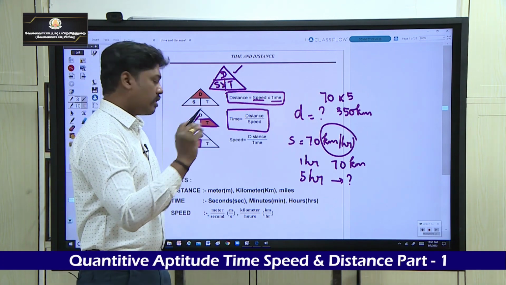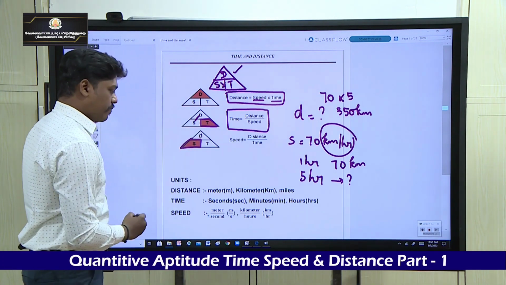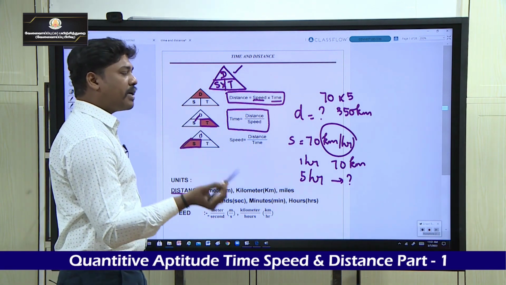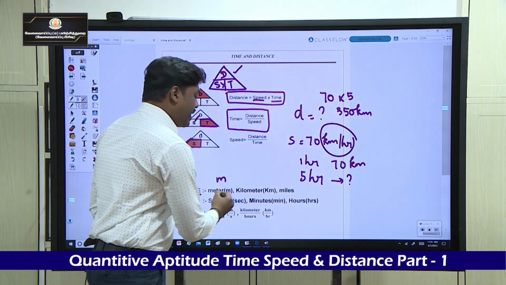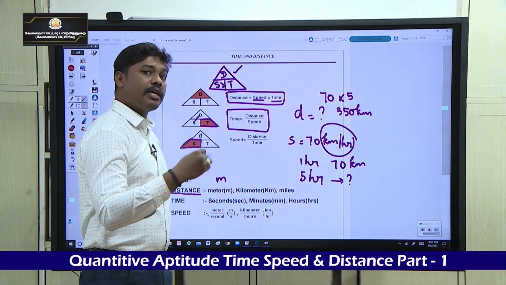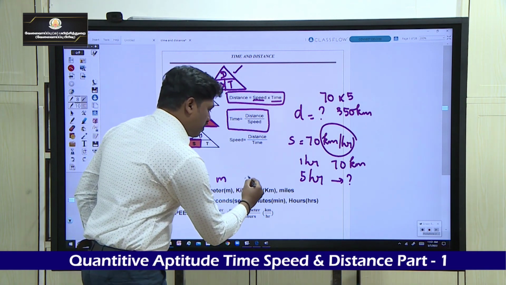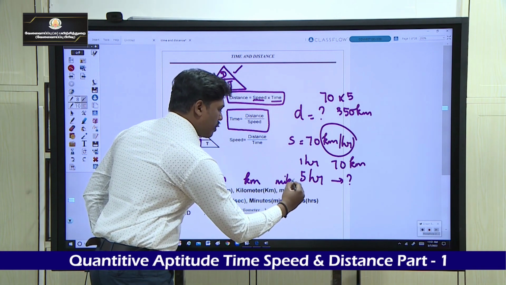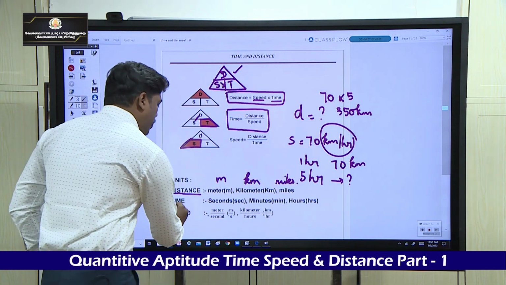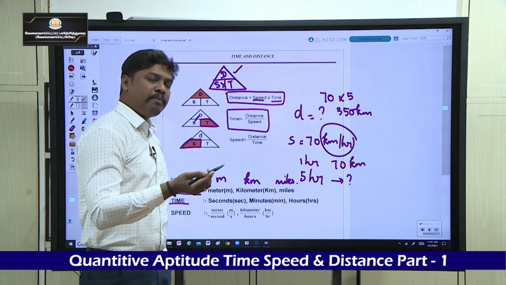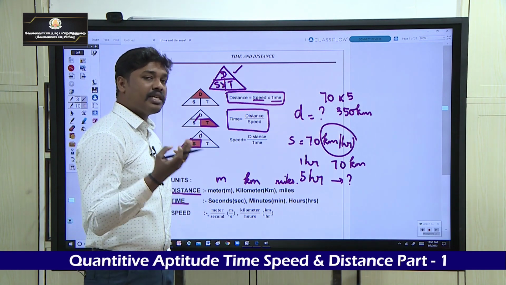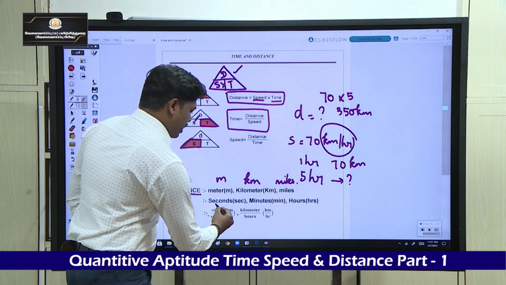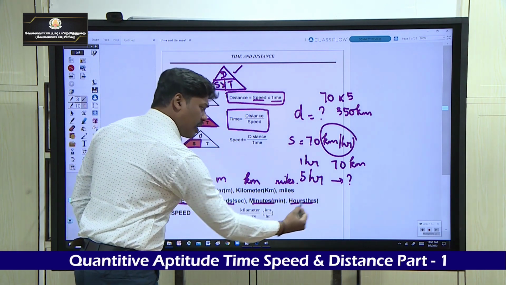How do we measure time, distance and speed? Distance can be measured using meter, kilometer and then miles. What about time? Time can be measured using seconds, minutes and hours.